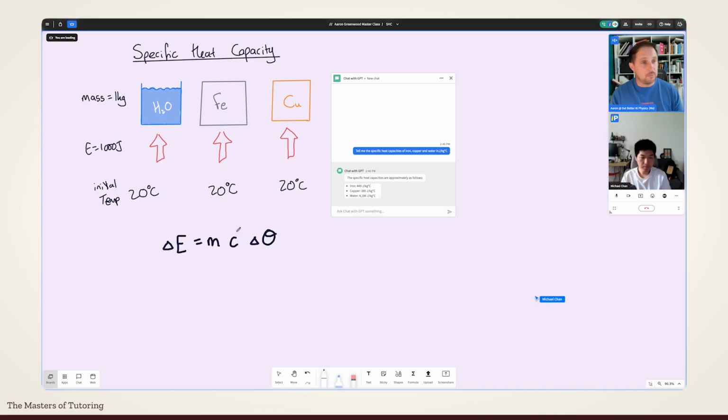Now, when I show them this C, sometimes they'll say, well, what is that C? What does it stand for? Because it's not intuitively specific heat capacity. This can happen with lots of equations. When doing an equation like this, I might add some annotations around it just to make it a little bit more obvious as to what these things are.